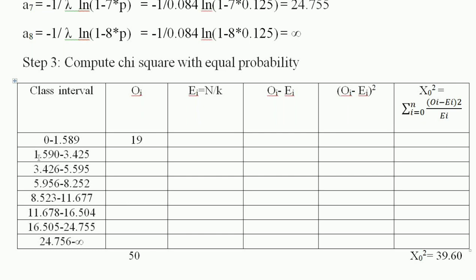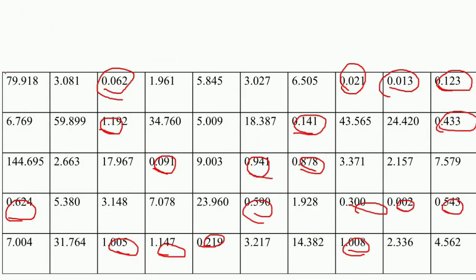Now the next class interval is 1.590 to 3.425. Let me count in the table. I will mark the numbers in a different way so that you can easily identify which ones we counted in this interval, from 1.590 to 3.425. In the first row we have 3.081. I am going to mark it like this. The next value is 1.961 and the next value is 3.027.